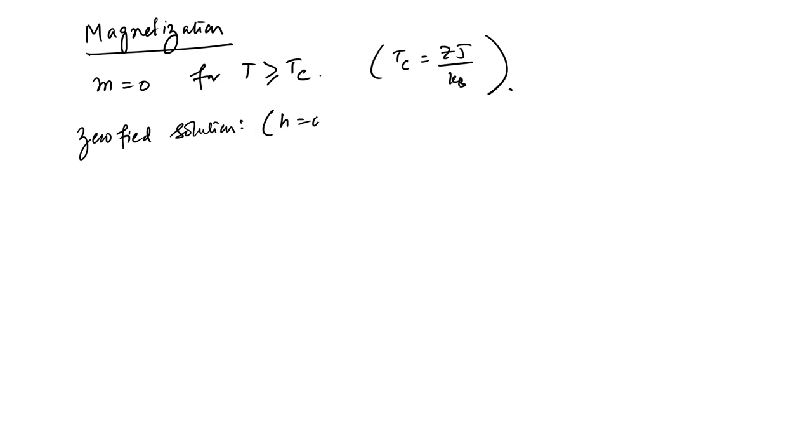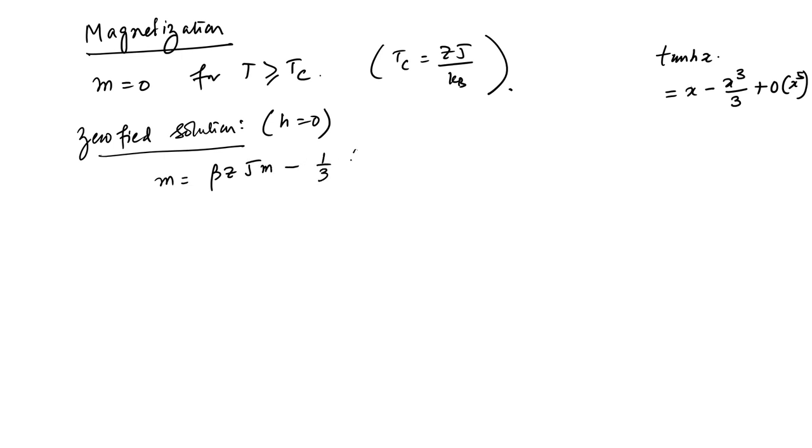which means that h equal to 0, and the zero field solution gives that m is equal to, now the tanh x for small x can be expanded as x minus x cube by 3 plus terms of the order of x to the power 5. So, these are all the odd terms that remain, and if you do that expansion of this magnetization term, then it is beta zJ m minus 1/3 beta zJ m cube and so on.